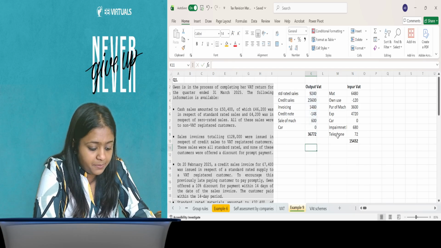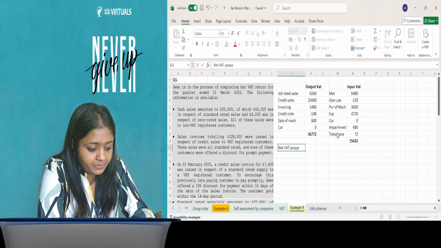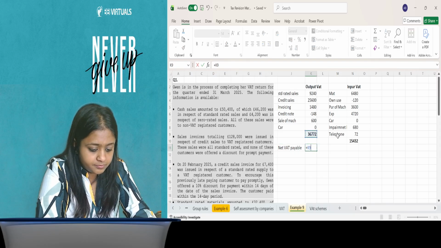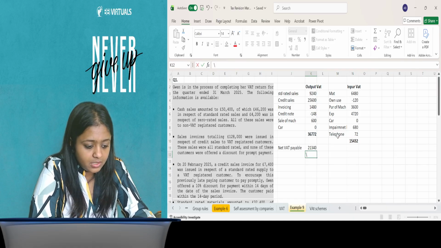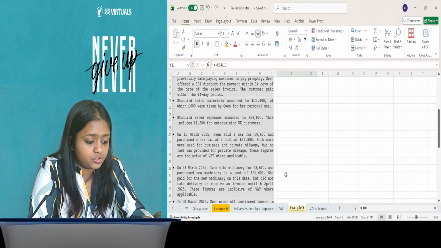So net VAT payable will be net amount. 21340 is the net VAT payment. Done. Let's go to the next one.